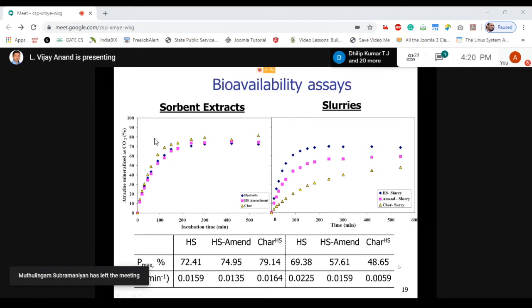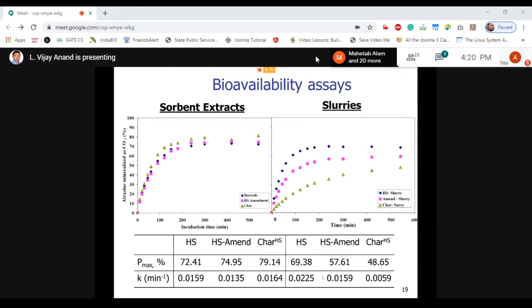But the scenario changes when you have slurries or solids in the system, right? In soil, the Pmax is 69.38, and in the char slurries, you have 48.65. The degradation has been reduced by more than 20%. And when you compare with just the soil amended with char, you have 57.61, about 11% less atrazine degraded. So essentially, the presence of char in soil reduces the biodegradation of pesticides. That's the take-home message here.